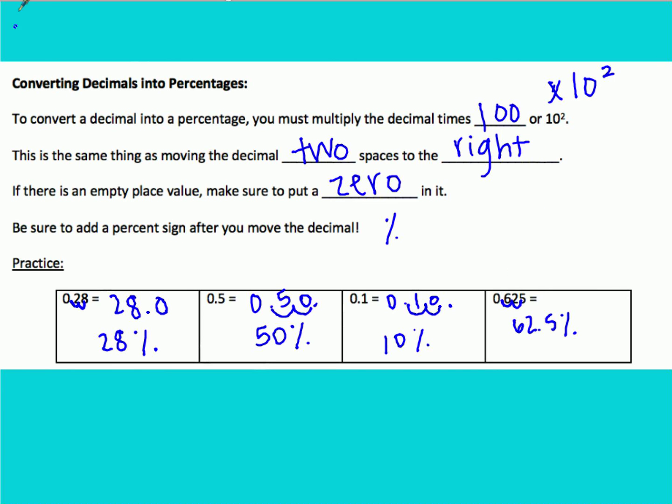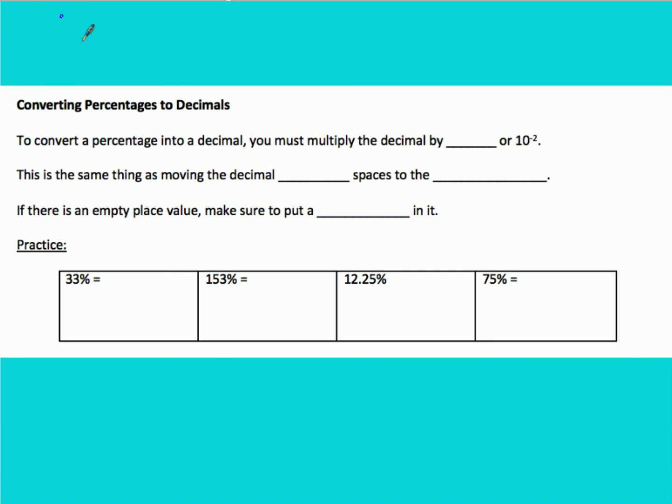So if you're changing a decimal into a percentage, you're moving your decimal 2 spaces to the right. Now if you want to go back the other way and change a percent into a decimal, you just have to do the opposite. So to change a percentage back into a decimal, you must multiply by 1 over 100. That's the same as 10 to the negative 2. So if our exponent here is to the negative second, thinking back to scientific notation again, this means we're still moving it 2 spaces, but now we're going to move it to the left.